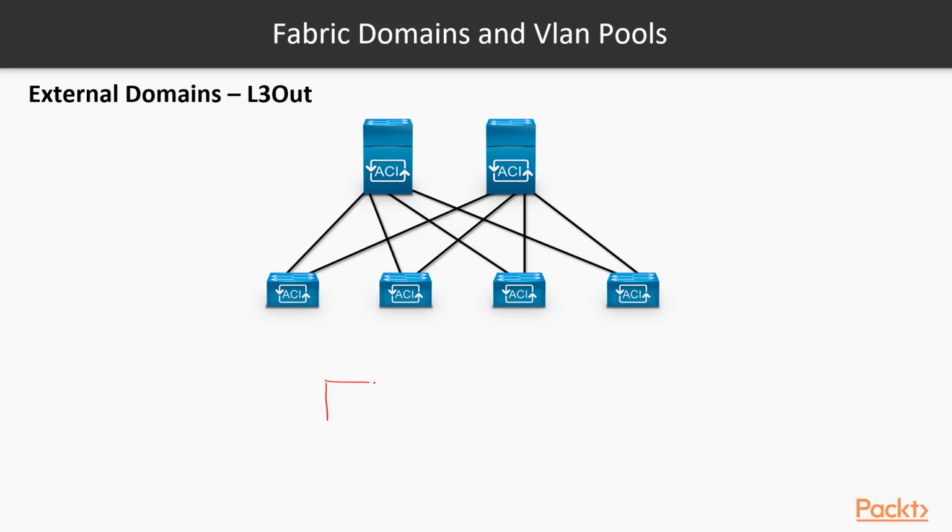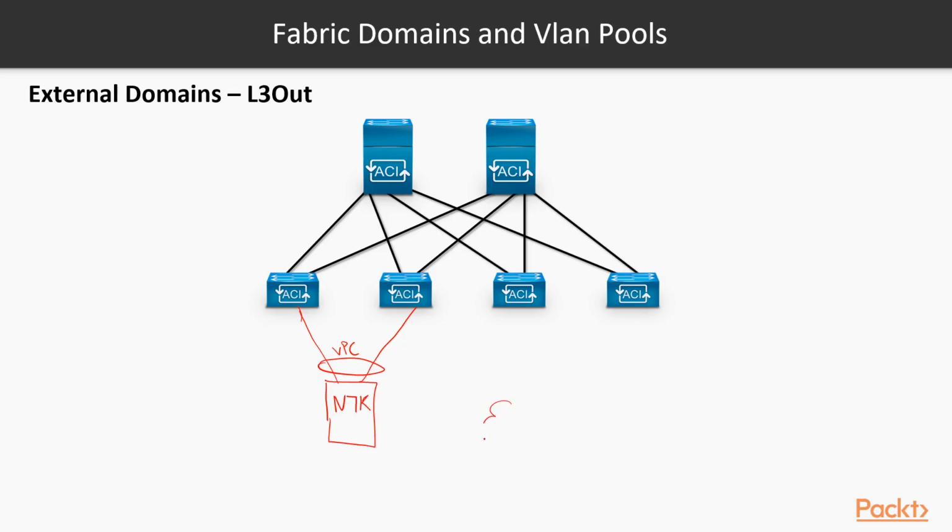L3 outs, very simple. We got a switch acting as another router, an external switch, right? And we always want to do VPC because we want redundancy. Okay, N+1, remember. So we got a VPC interface profile, and let's say this is a Nexus 7K.